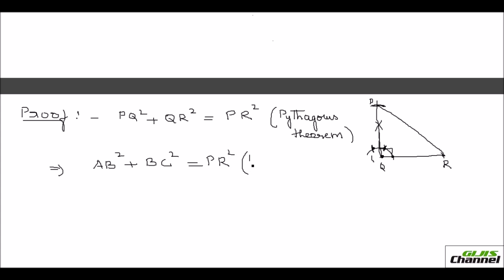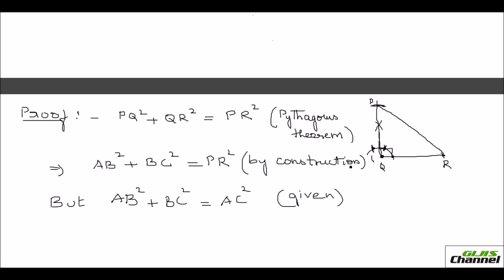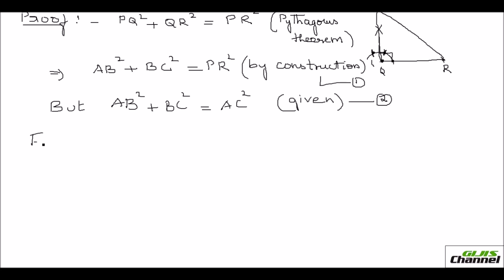So here, this is by construction, because we have constructed such a way that your AB is equal to PQ and your BC is equal to QR, right? But what is given? Given AB square plus BC square is equal to AC square, right? So let us take this as equation 1 and this one as equation 2. So from equation 1 and 2, it is clear that your PR square is equal to AC square. So that implies your PR is equal to AC, right?